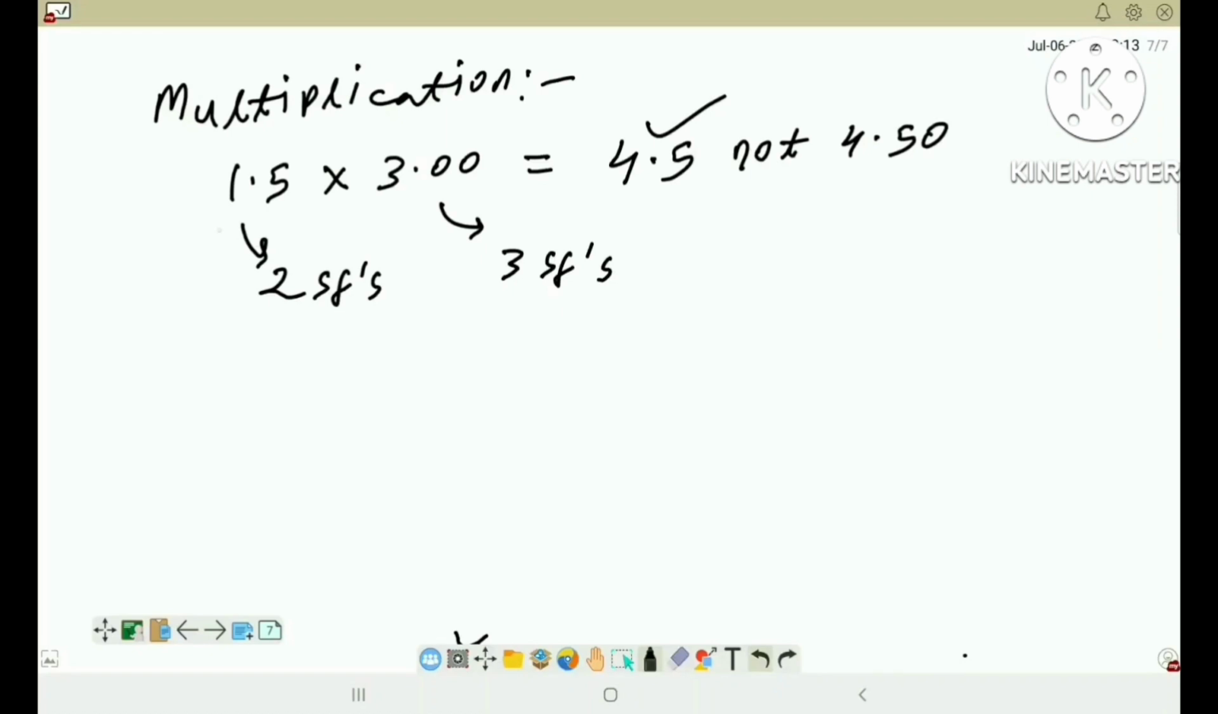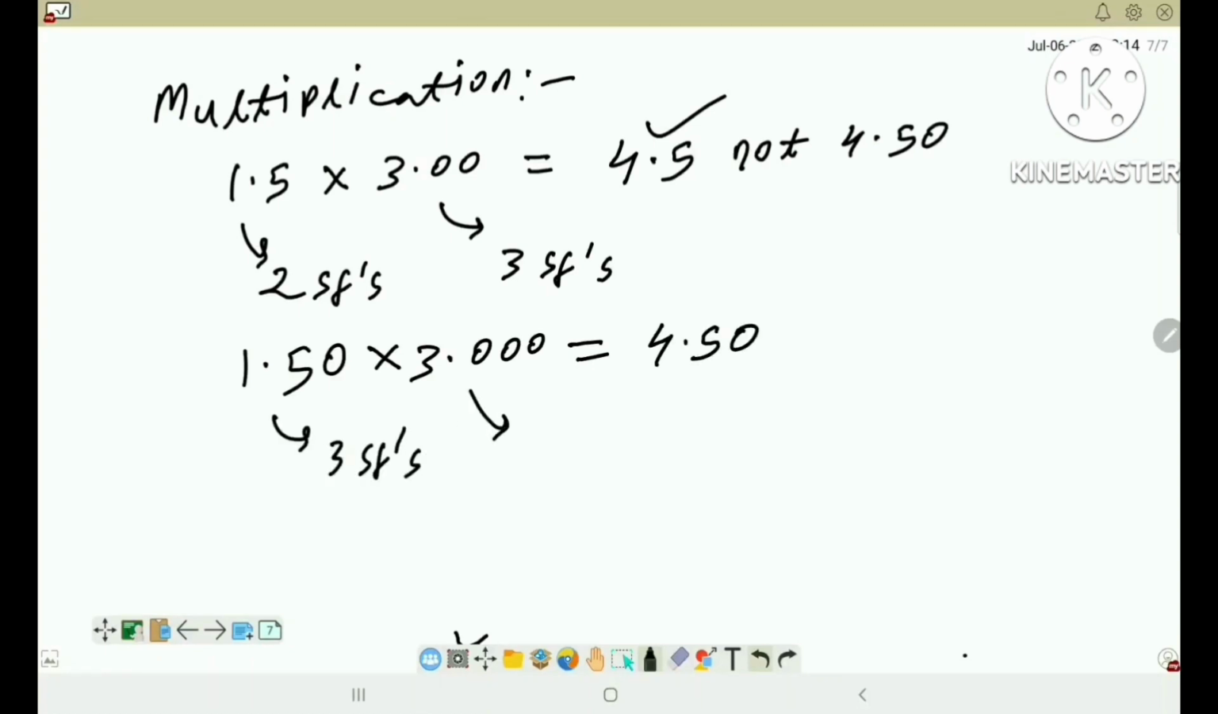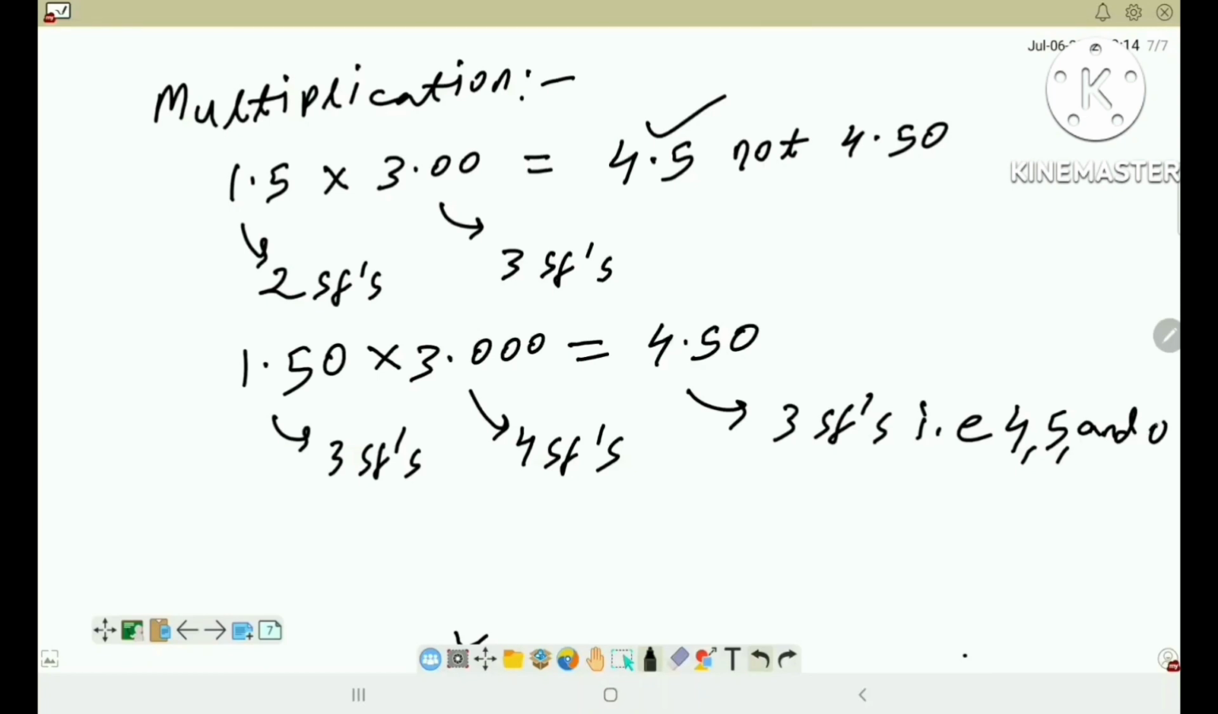Okay. Let's take one more example. 1.50 times 3.000 is equal to 4.50. Here in 1.50 there are three significant figures, and in 3.000 there are four significant figures. So in the final answer there should be three significant figures. What are they? 4, 5 and 0.